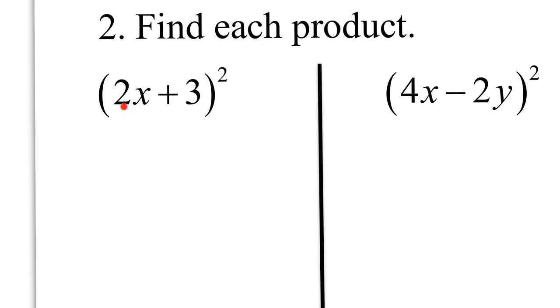So for this one here, we have 2x plus 3 with the square. So we want to square this binomial. So you guys copy this down 2 times: 2x plus 3 times 2x plus 3. And you guys are going to multiply using distributive property.